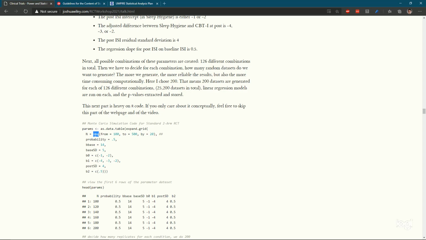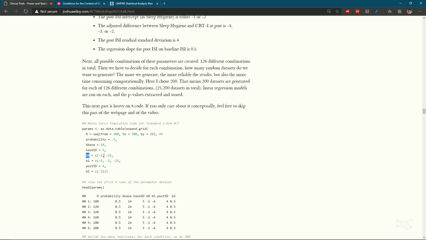N is going to be a parameter. It's going to be a sequence from 100 to 500 by 20. Probability, I'm saying, is going to be set at 0.5. My B base, which is the mean of ISI at baseline, is going to be set at 14. Baseline ISI standard deviation, set at 5.